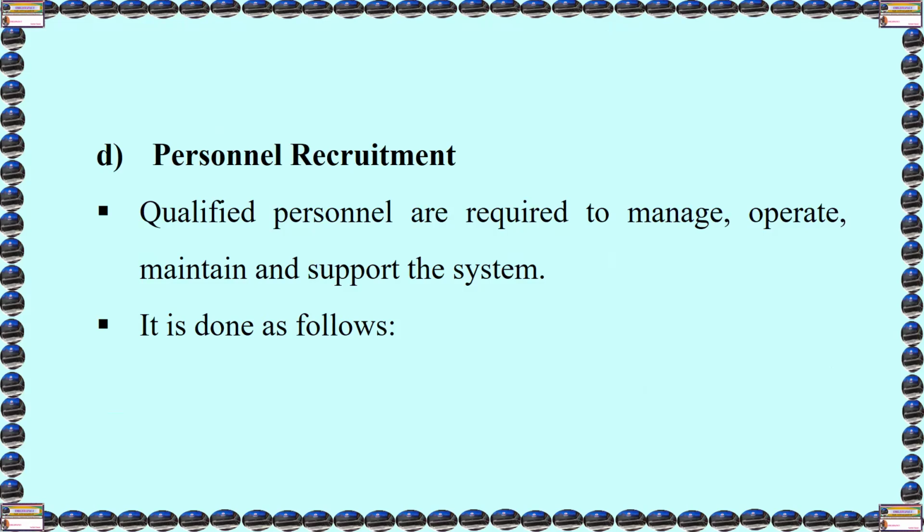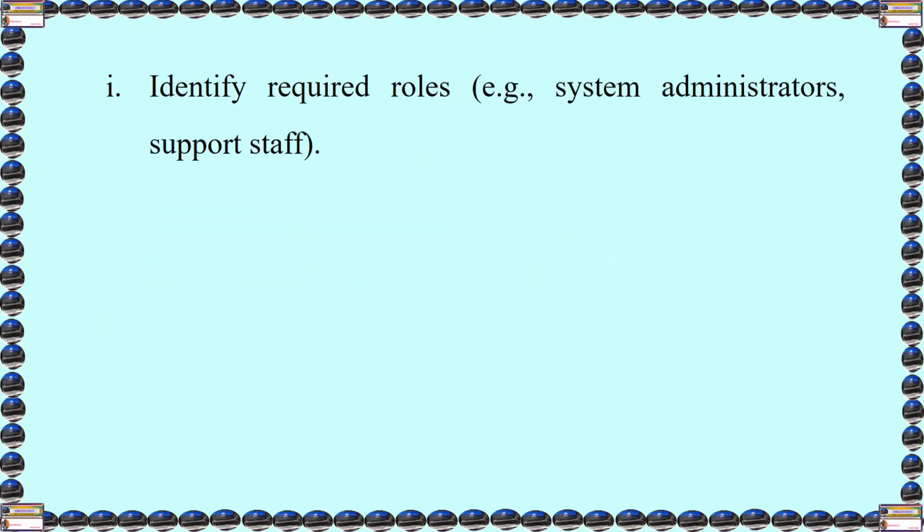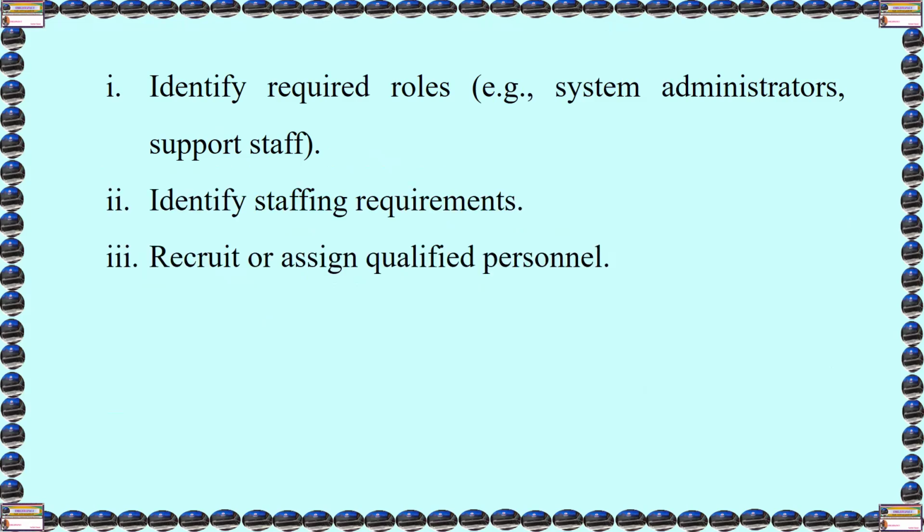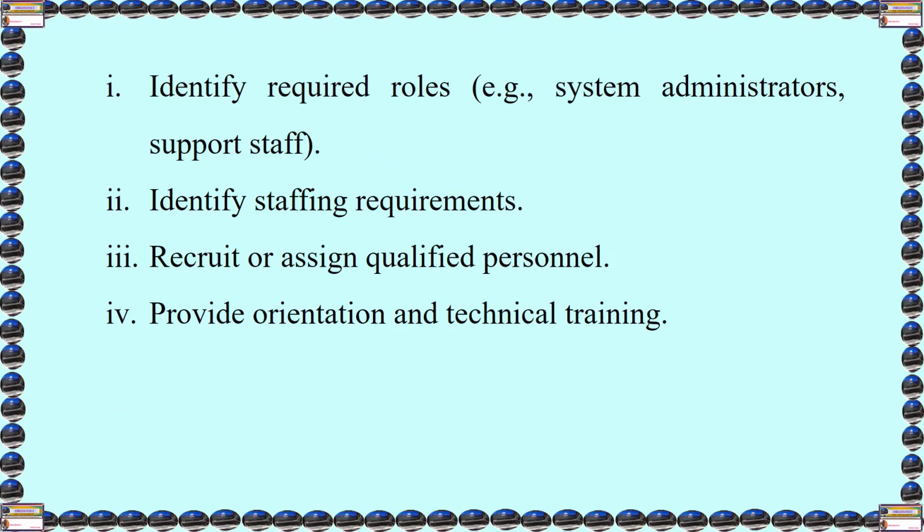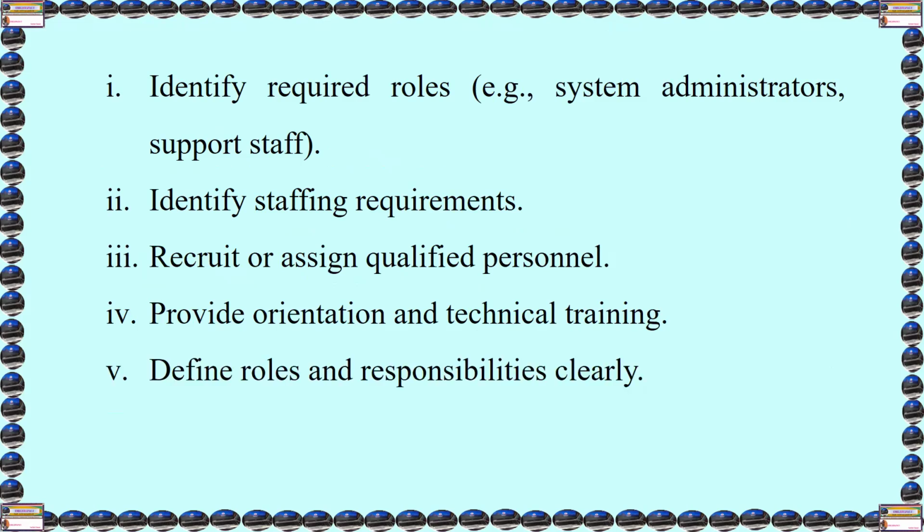How do you recruit the personnel? Number one, you identify the required roles, for example, system administrators, support staff, amongst others. Number two, you identify the staffing requirements. Number three, recruit or assign qualified personnel. Number four, provide orientation to those who have been selected, as well as technical training on how to use the system. Number five, define the roles and responsibilities clearly. Number six, assign the specific roles and responsibilities that each individual needs to undertake.